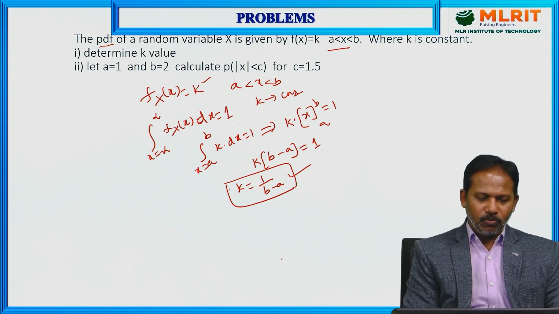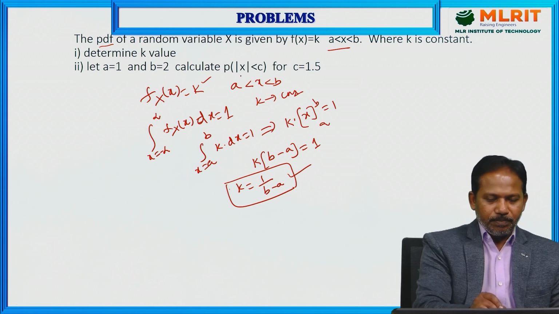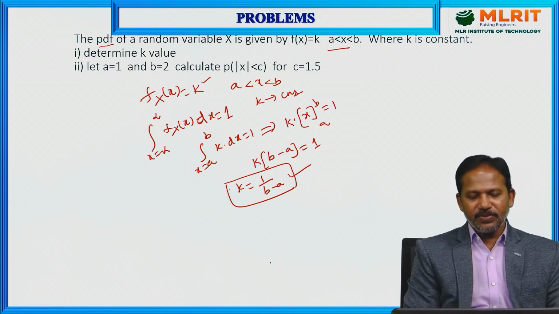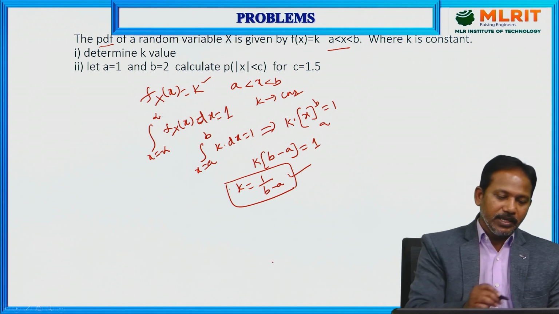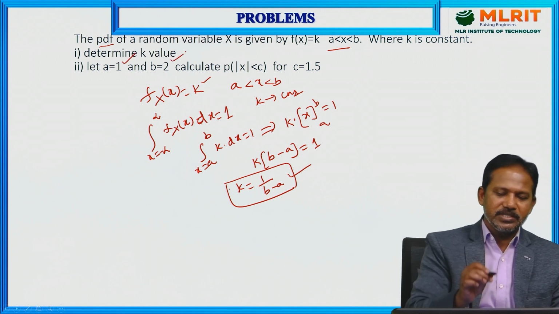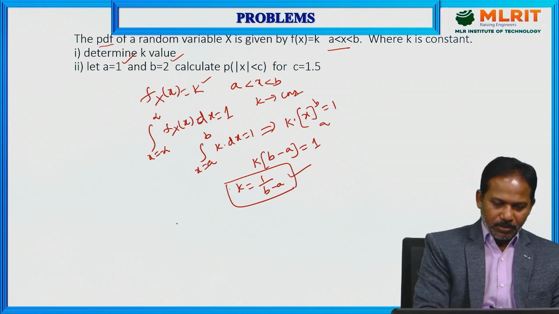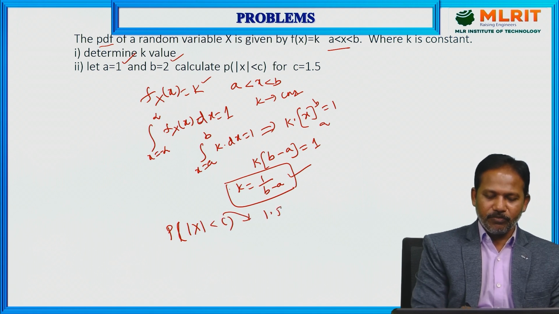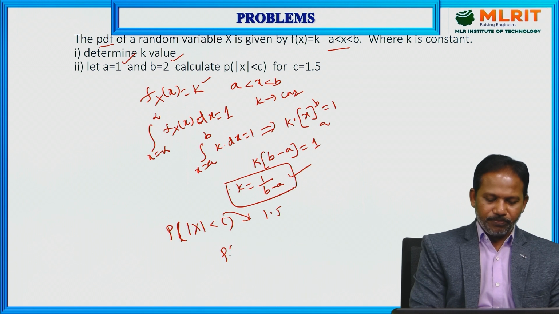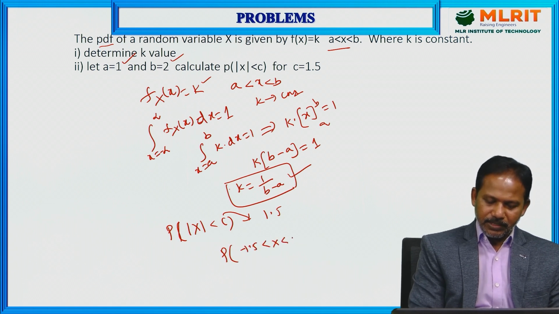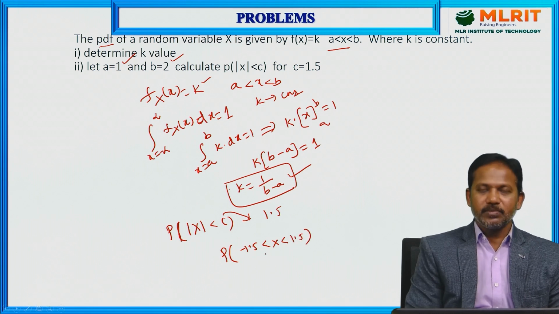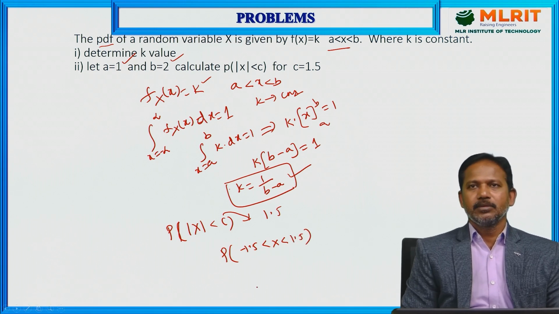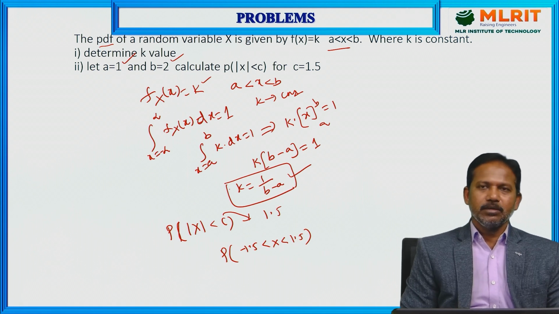Okay. Now what he is telling, you need to find p of mod x is less than c for c equal to 1.5. And here a value is given 1 and b value is given 2. So here I need to find p of mod x less than c. Here my c value will be taken as 1.5. So I can write p of minus 1.5 less than x less than 1.5. This is the given range for the probability function.